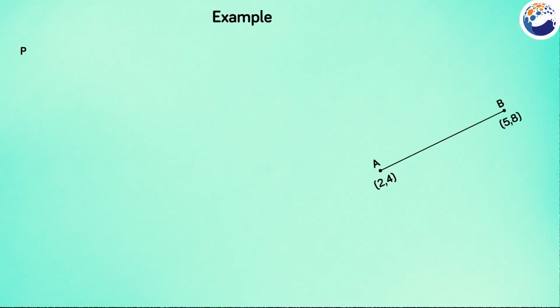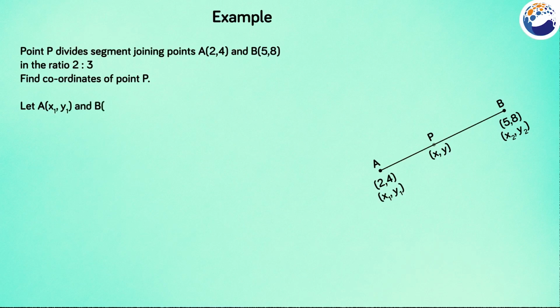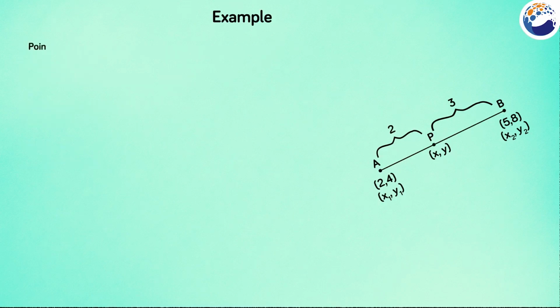Example: point P divides segment joining points A(2, 4) and B(5, 8) in the ratio 2 is to 3. Find coordinates of point P. Let coordinates of A be (x1, y1), B be (x2, y2) and let P be (x, y). Now x1 is equal to 2, y1 is equal to 4, x2 is equal to 5, y2 is equal to 8. Point P divides segment AB in the ratio m is to n. Therefore, m is equal to 2 and n is equal to 3.